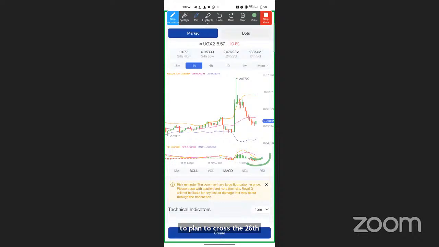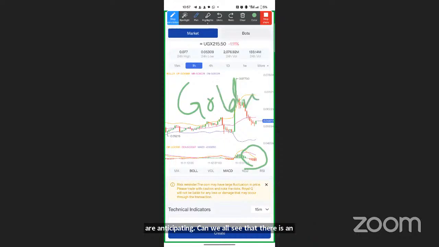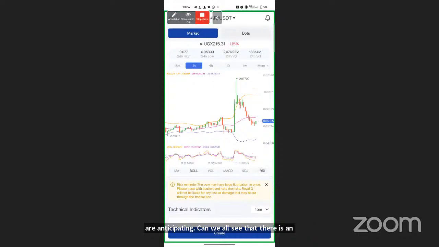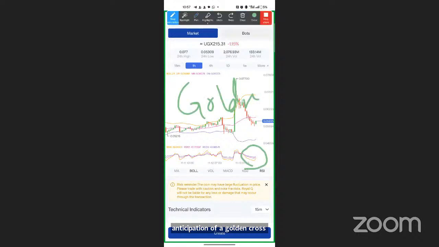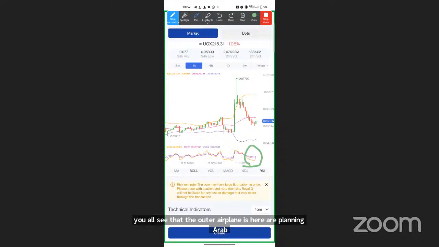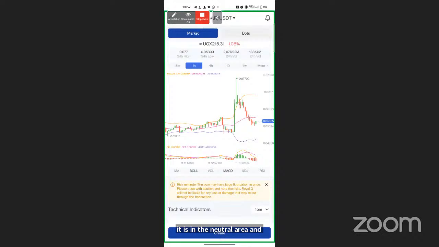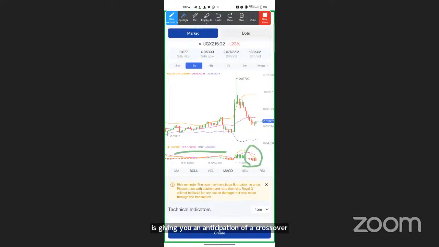I don't know if you can. Can you see it here? There is, and you are anticipating. Can we all see that there is an anticipation of a golden cross? Now, can you all see that the RSI is here, now changing, pointing up, and it is at 39. It is in the neutral area. And also, the MACD is giving you an anticipation of a crossover after the coin had come down very well.